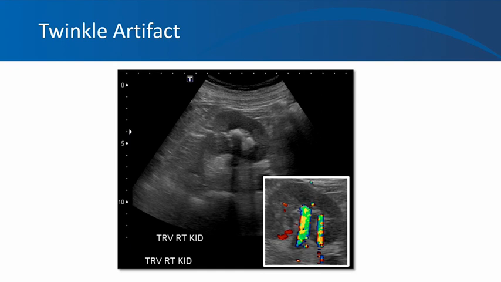That's called twinkle artifact. The twinkling occurs as a focus of alternating colors that mimics turbulent blood flow, like you see here. It's not the red or orange color that you see when the blood is moving towards the transducer. It's not the blue color that you are seeing when the blood is moving away from the transducer, but it's a mixture of colors as if there's a turbulent flow. And it appears with or without an associated color comet tail.